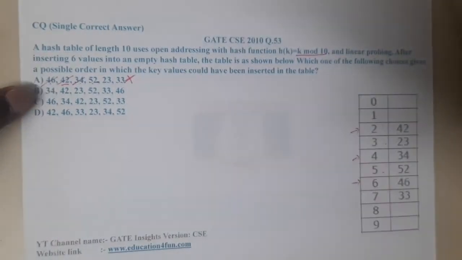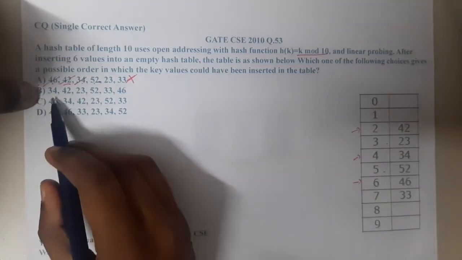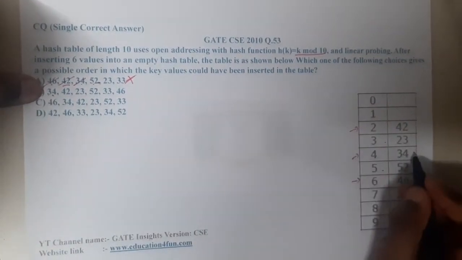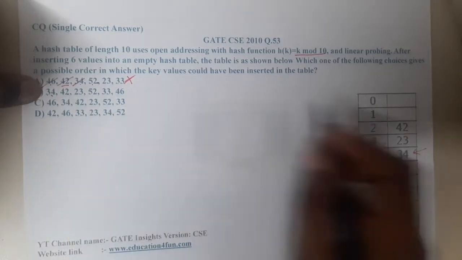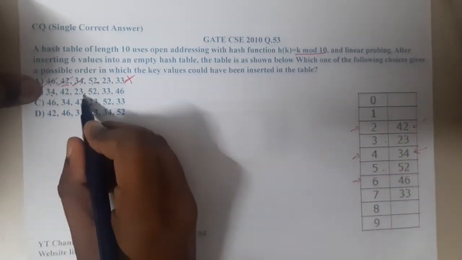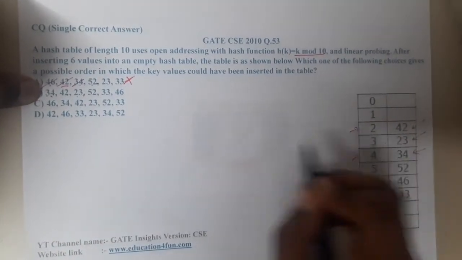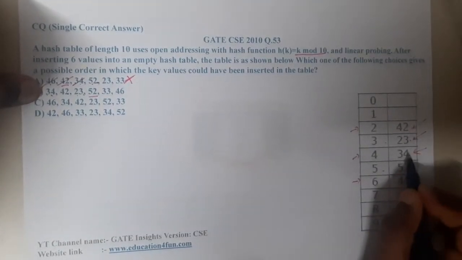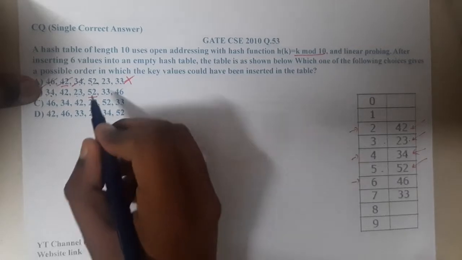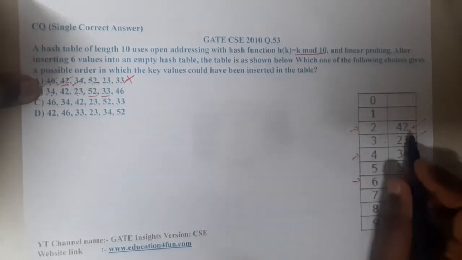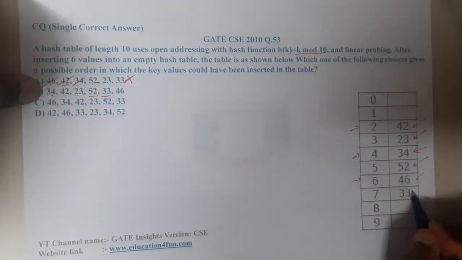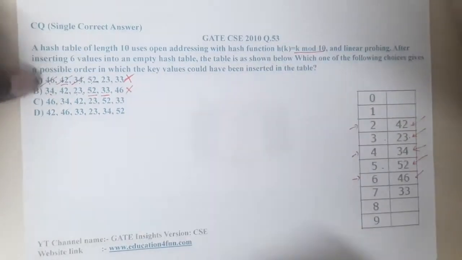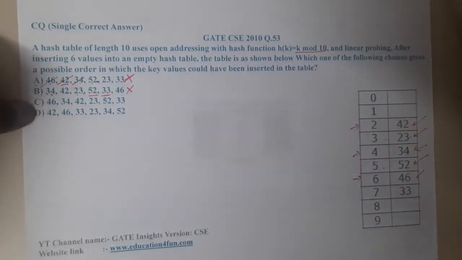Similarly, moving on to the next, option B, 34. 34 will be at the 4th location, right? 42 will be at the 2nd location, right? Similarly, 23 will be at the 3rd location. 52 has a clash here, here, and here, so it will come here. Similarly, 33 again has a clash, so it should come here, but it came here, hence this is also wrong. Moving on to option C.